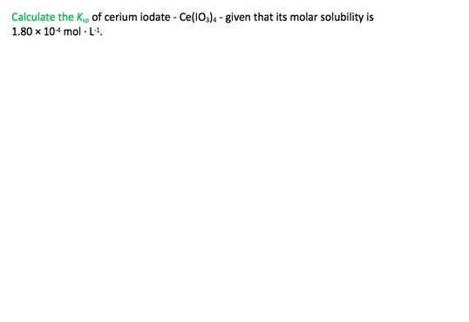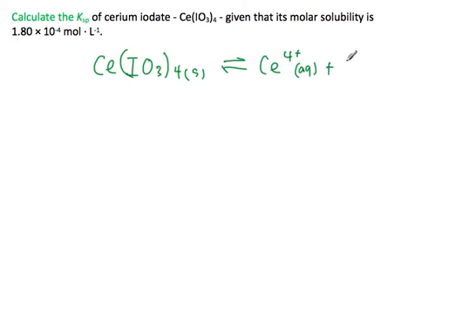All right, one more example. So here's a little more complicated one. Calculate the KSP of cerium iodate, Ce(IO3)4, given its molar solubility of 1.8 times 10 to the negative 4. So again, same idea. We're going to write a dissociation expression. So cerium iodate solid yields cerium 4 plus, this is a 4 plus ion, and 4 times the iodate ion, IO3 minus. So there's a dissociation equation.